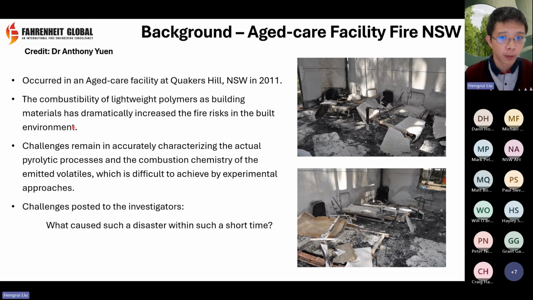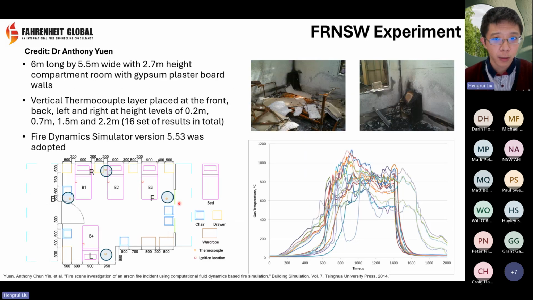We included the combustibility of the lightweight polymers as building materials, basically the mattresses, the sofa, and the wardrobes available in that room. But this leaves us with challenges on how to accurately characterize the actual pyrolysis of these materials, but that's something on research, and I won't talk too much about that. So the ultimate question posed to us back then is what caused such a disaster within such a short time.